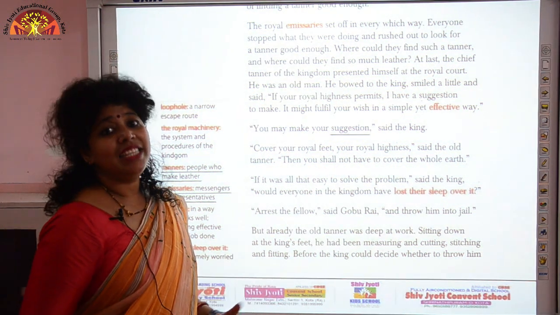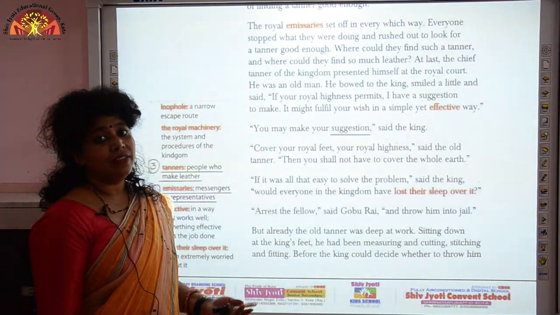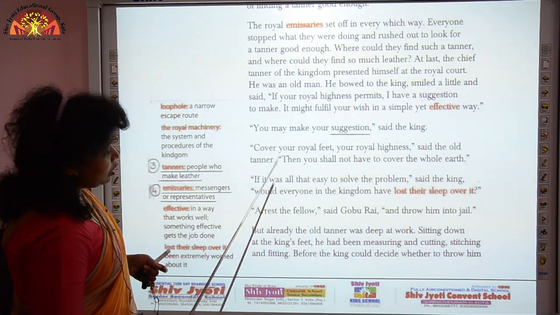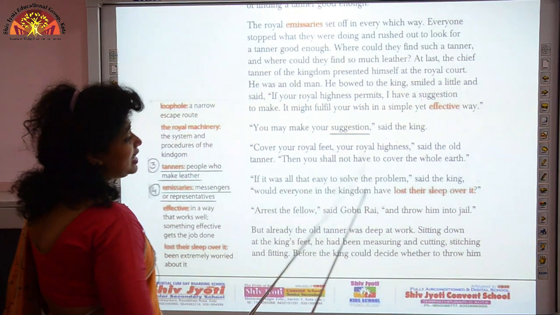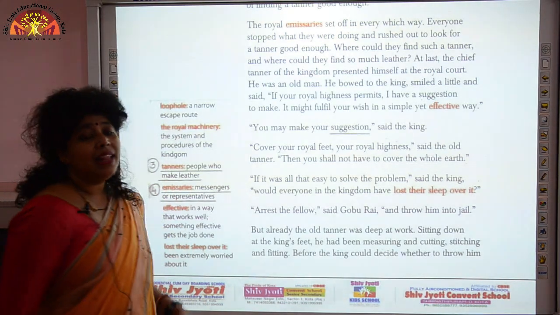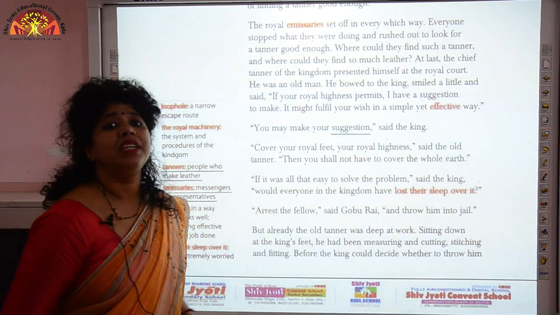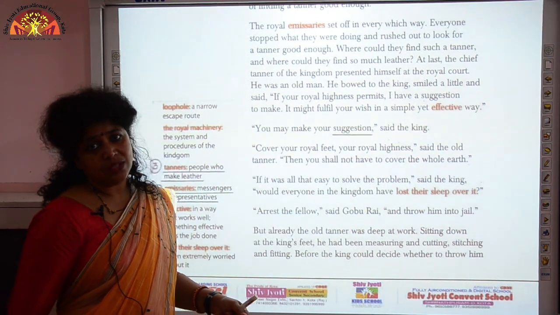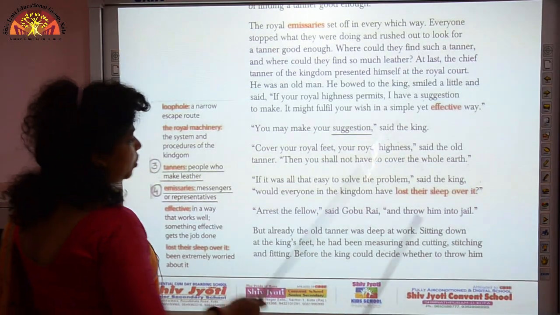What did he say? He said, instead of covering the whole earth with leather, why don't you cover the royal highness's feet with leather? "So, if it was all that easy to solve the problem," said the king, "would everyone in the kingdom have lost their sleep over it?" The king found it silly that when there was such an easy solution to his problem, what was the need for the people in his kingdom to crack their heads over it, to spend sleepless nights over finding a simple solution? "Arrest the fellow," said Goburai, "and throw him into jail."